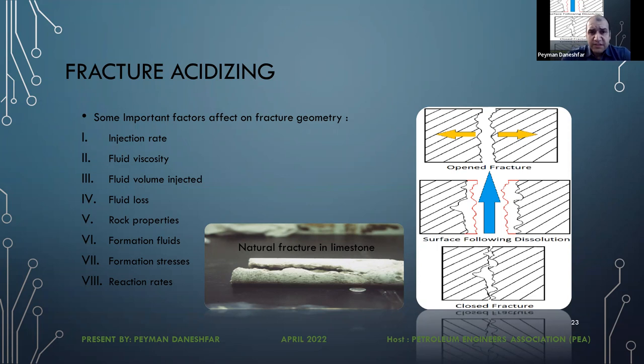Some parameters that affect fracture geometry: injection rate, fluid viscosity, volume injected, fluid loss, rock properties, formation fluid, formation stresses, and reaction rates. All of them are important for designing. You know, guys, this is only a webinar for acidizing, not specifically about fracture acidizing, because if you want to design a fracture, matrix or any acidizing, each parameter has a sub-session of its own to talk about.